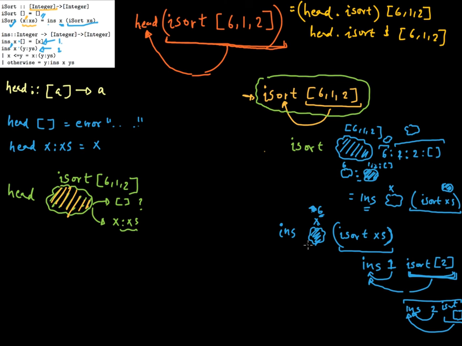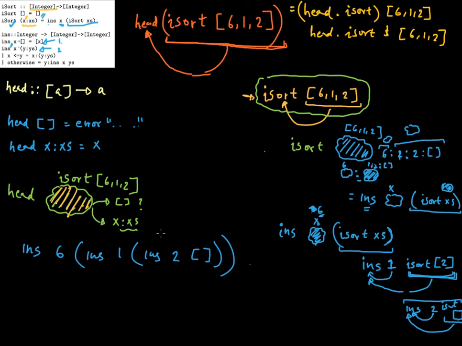So, just to make things a little bit clear, what exactly has happened with our lazy evaluation over here? This entire thunk that got passed in as a parameter into head has been broken down into something that looks like the following. I have insertion of 6, followed by insertion of 1, followed by insertion of 2 with an empty list. Okay, that's exactly what has happened here.